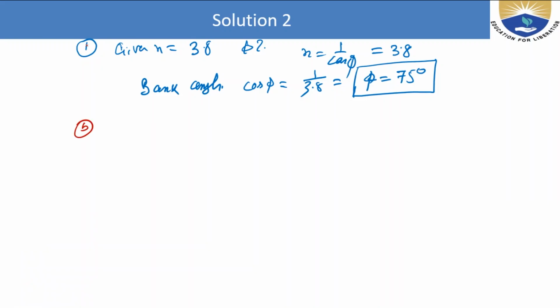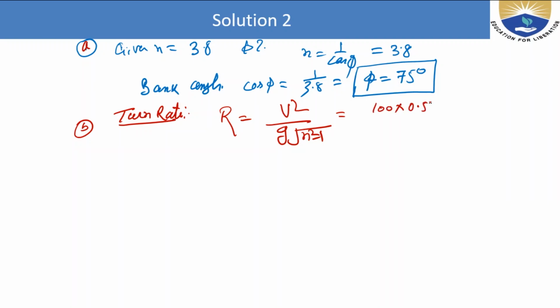Problem number B. This is the problem number A of this. We have to find out the turn rate. So here we know that the radius is equal to V square by g under root n square minus 1. V is equal to 100 knots, so (100 × 0.5144) whole square divided by 9.8 into under root 3.8 square minus 1. So this radius we will get as 72 meters.